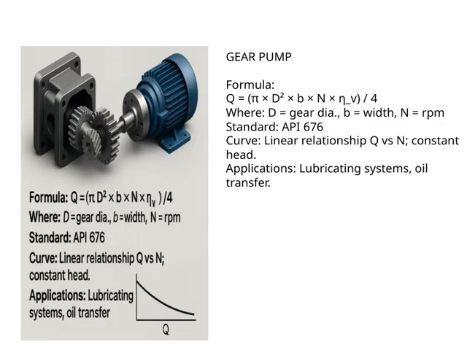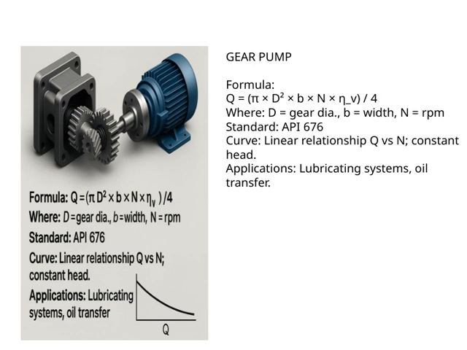All right, let's take a closer look at the gear pump. The key to understanding its operation lies in this formula: Q equals pi times D squared times B times N times A to V, all divided by 4. Here, D represents the gear diameter, which is essentially the size of the gears, and B is the width of the gear teeth. N stands for the rotational speed in revolutions per minute, or RPM, and A to V is the volumetric efficiency, reflecting how effectively the pump moves fluid.